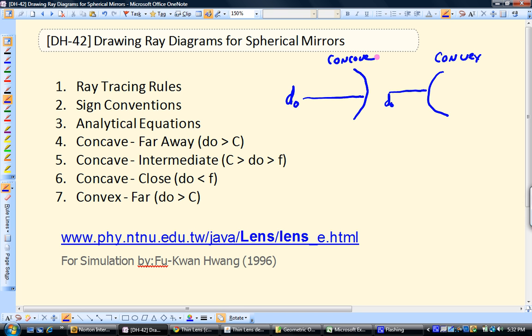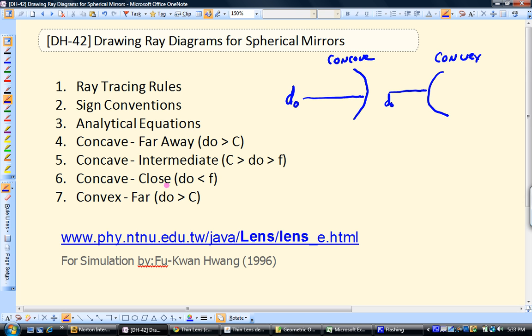First, I'll talk about the tracing rules for drawing rays. We're going to draw ray diagrams to scale. There are some important things to understand about sign conventions. I'll go over the equations, and then we'll go through 4 cases. We'll go through concave when you're really far away, concave when you're sort of far away, and concave when you're really close, closer than the focal length. And then finally, we'll look at convex.